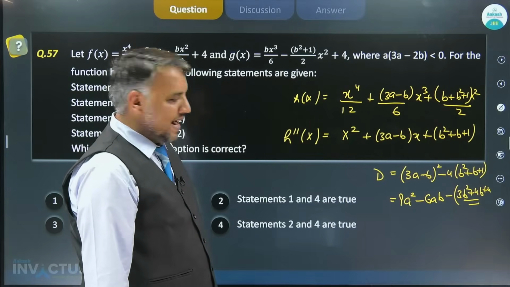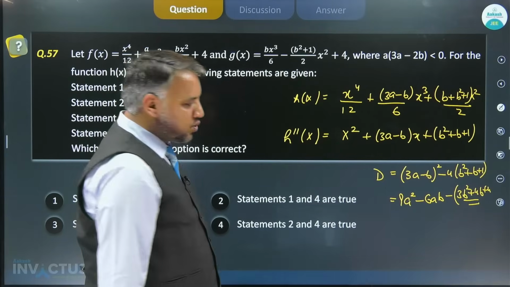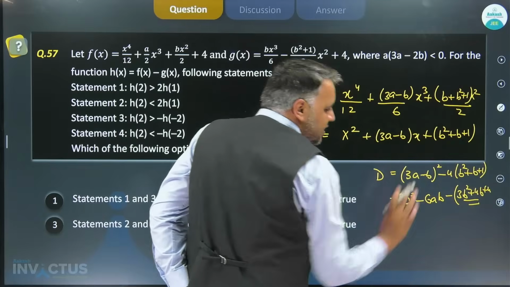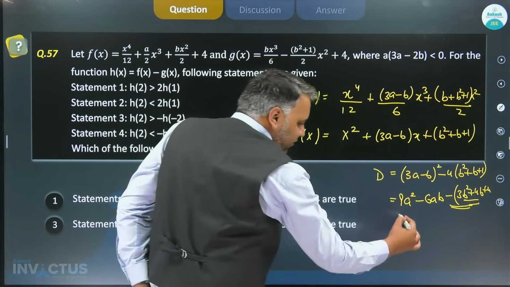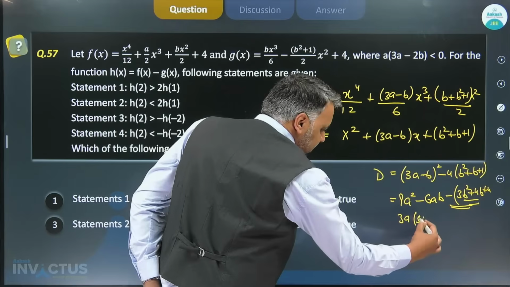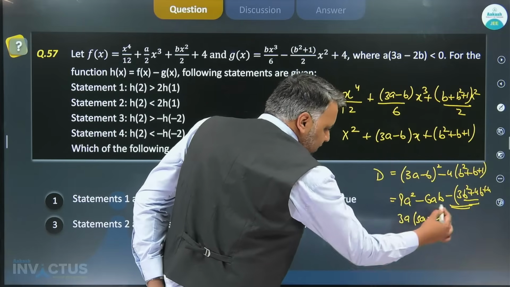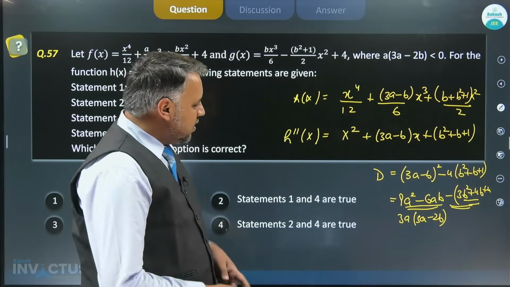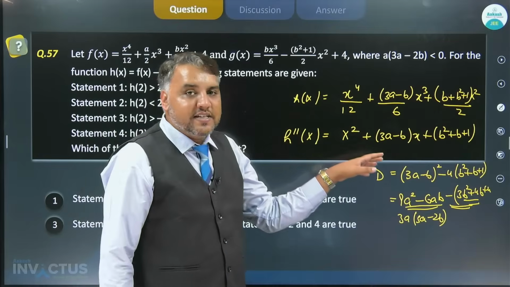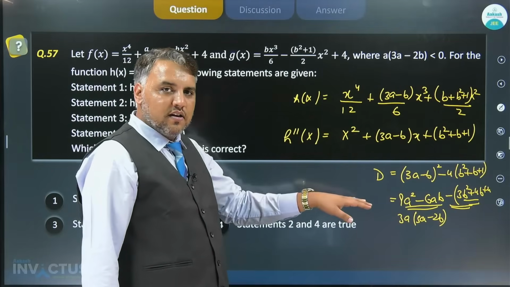are non-real and coefficient of b square is 3. So this quadratic in the bracket will always be positive. So this portion will be negative. Taking 3a common from here, this is 3a into 3a minus 2b. So this portion is already given as negative. The condition there, you can see it. So discriminant of this h double dash x is always negative.